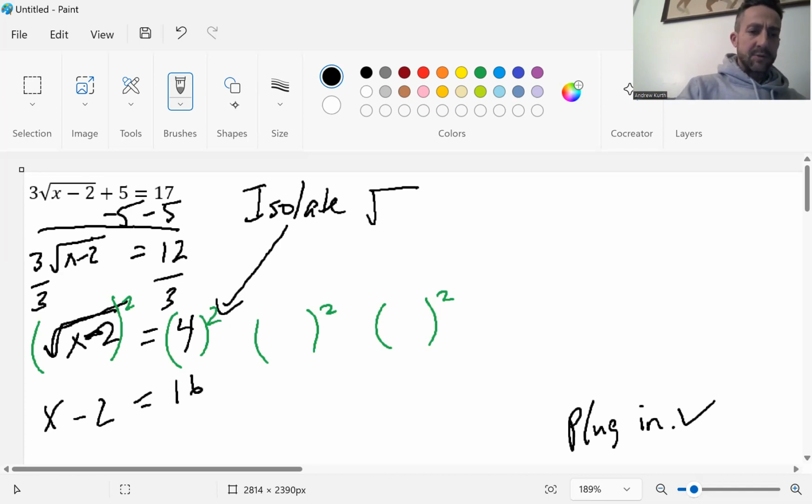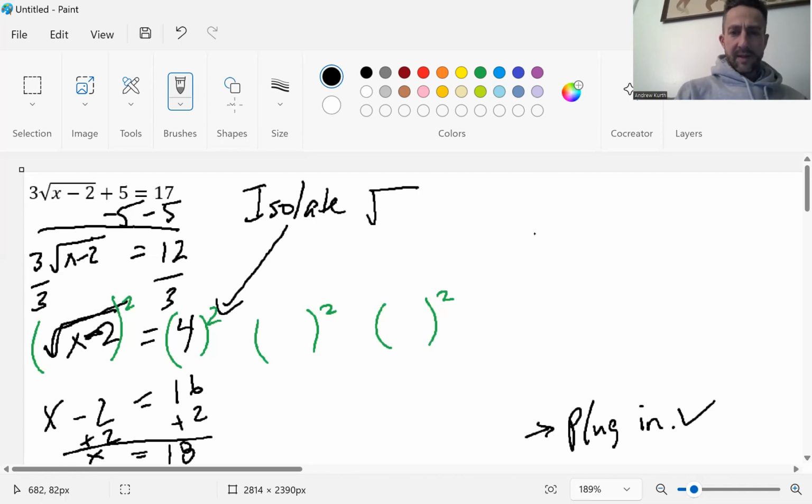Now it's pretty easy to isolate x, get x by itself, add this 2 to both sides of the equation, the inverse of negative 2. So we get x equals 18. So here we only got one solution. And now we need to make sure that that solution is true in the original equation by plugging it in.